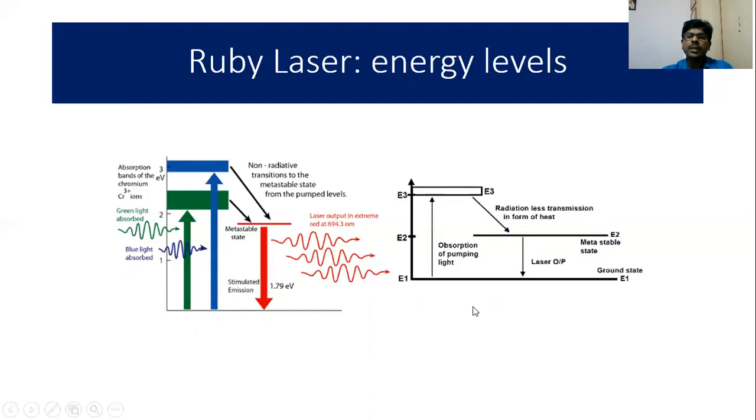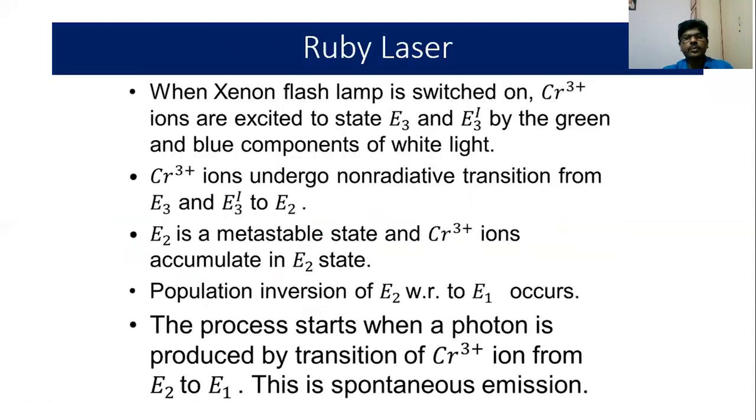So initially, when laser action has to start, all the atoms are in the ground state. And when pumping energy is given, they may go to the level E2 or E3. If they go to E3, they can come down by spontaneous emission. From E3 to E2 is a non-radiative transition, that is, energy is given out in the form of heat. But when the transition occurs between E2 to E1, then laser light is given out.